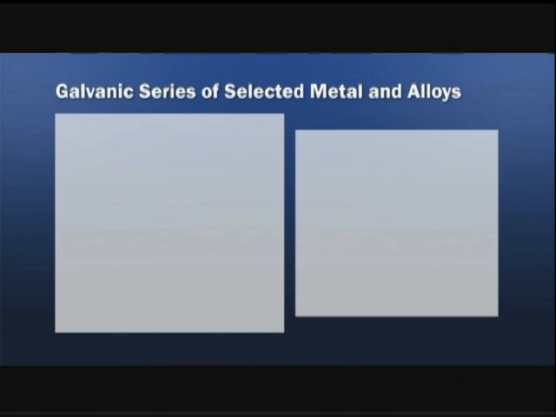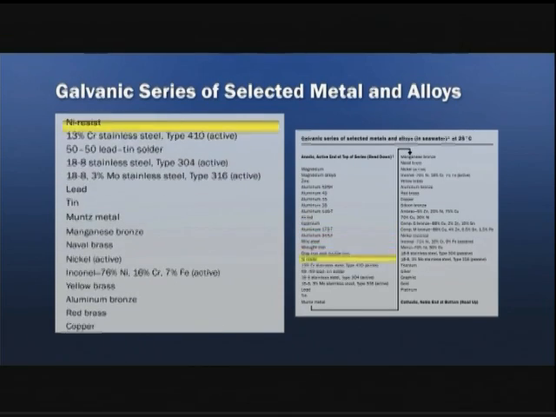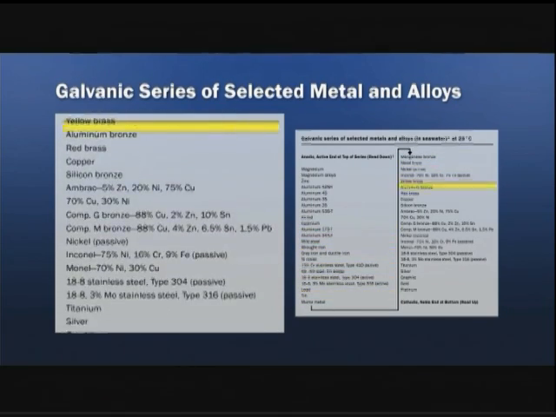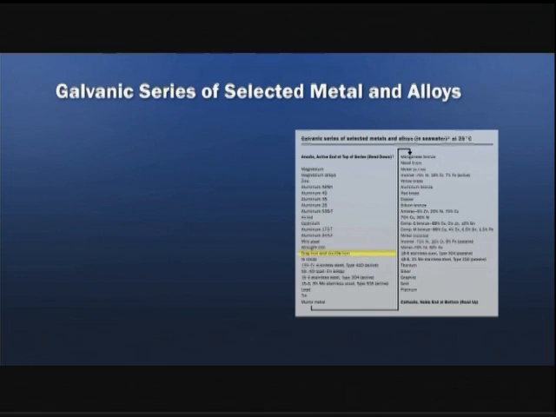Current flow is also influenced by what's known as the galvanic series. Metals at the top of the series are more reactive or anodic. Metals at the bottom are more noble or less reactive. In a bimetallic galvanic cell, the metal listed higher on the galvanic series will be the anode.